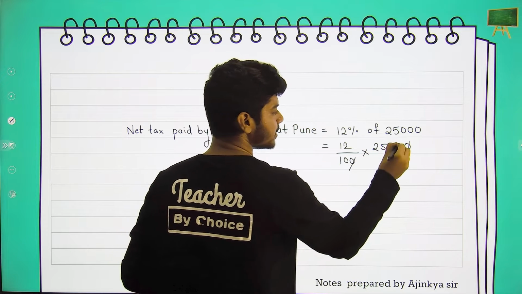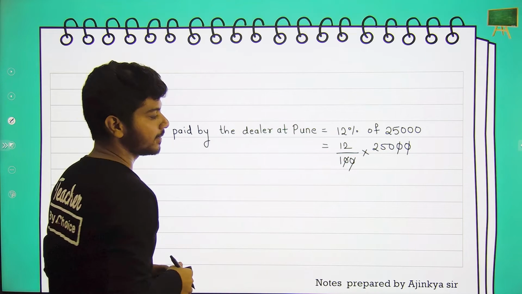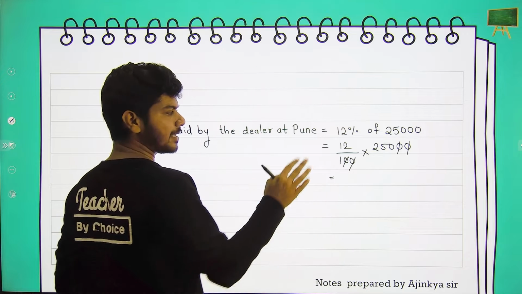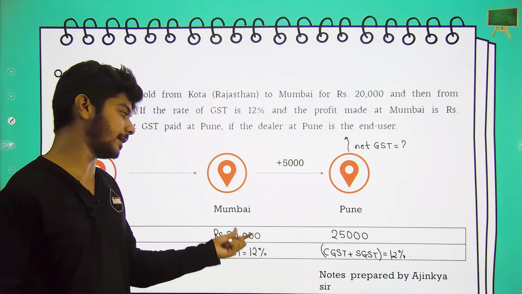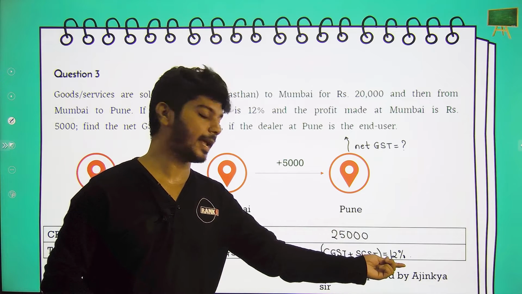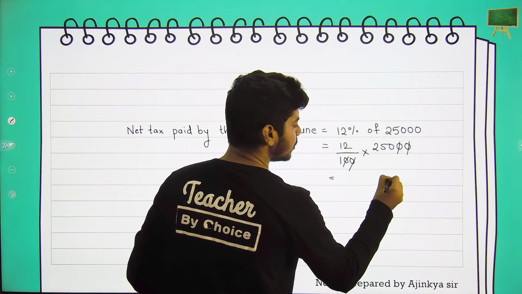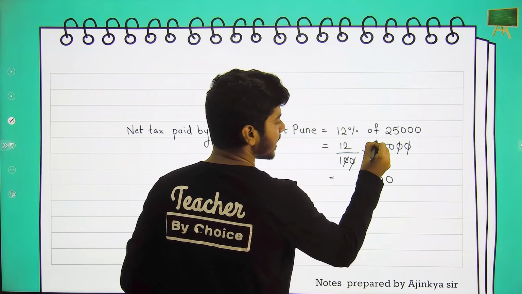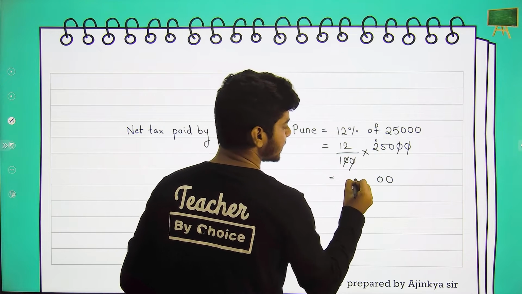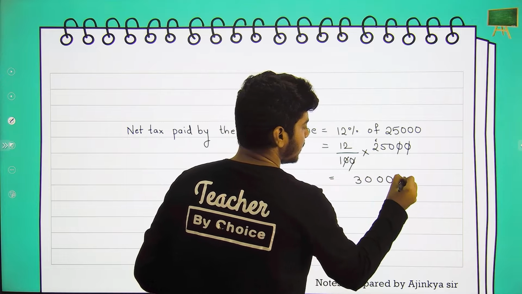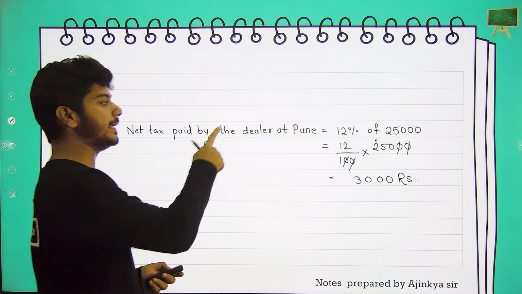0 cut, 0 cut, 0 cut, 0 cut. Okay, see, I hope you are getting what I am telling. Try to understand, the sum is very easy. Whatever number you write here, you will simply calculate the percentage. Okay, so 12 zeros are 0, 12 fives are 60, 6 carry, 12 twos are 24, 24 plus 6 is 30, 3,000 rupees. Okay, so 3,000 rupees is the tax paid by the dealer at Pune.